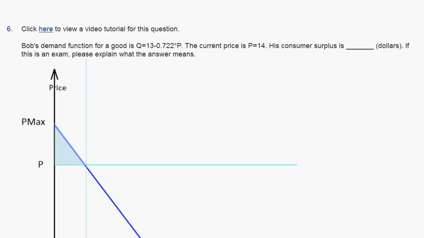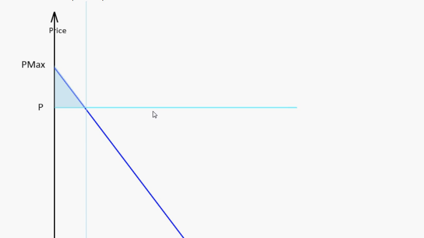Hello everyone, in this video I'm going to explain how to calculate the consumer surplus given a demand function and a price. Here we have this demand function for a good and we know the current price, and we want to calculate the consumer surplus. Well, by now we know that the consumer surplus of a consumer, or a group of consumers, is equal to the area of the triangle below the demand curve and above the price line.